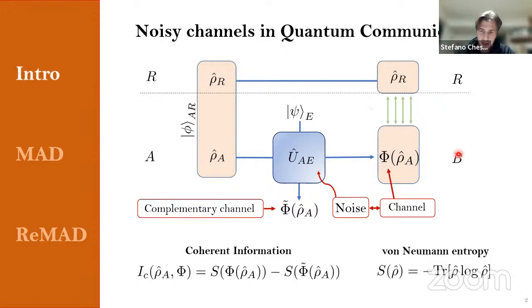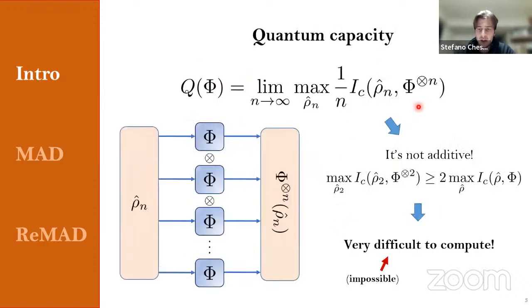To make a long story short, the figure of merit to quantify the capability of a noisy communication channel is given by the coherent information, which, as we've already seen today, is the difference in von Neumann entropy between the output of the quantum channel and the output of the complementary channel. The coherent information is important because through it we define the quantum capacity, which is the maximum achievable quantum information rate transmittable per channel use.